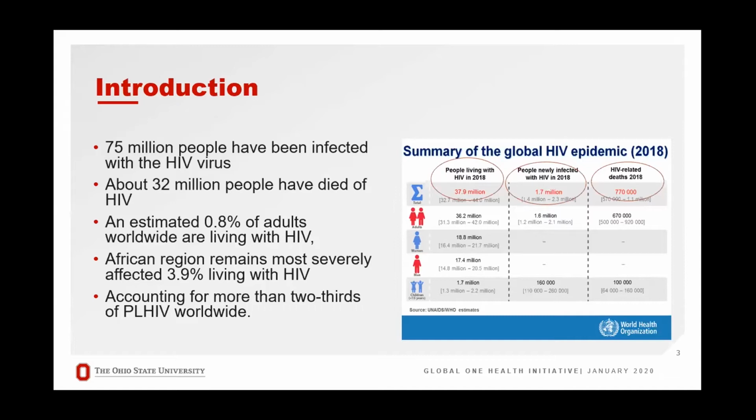If we see the summary of the global HIV epidemic in 2018 only, there were about 37.9 million people living with HIV, and 1.7 million people were newly infected in the same year. Around 770,000 people died due to HIV-related conditions in the same year.